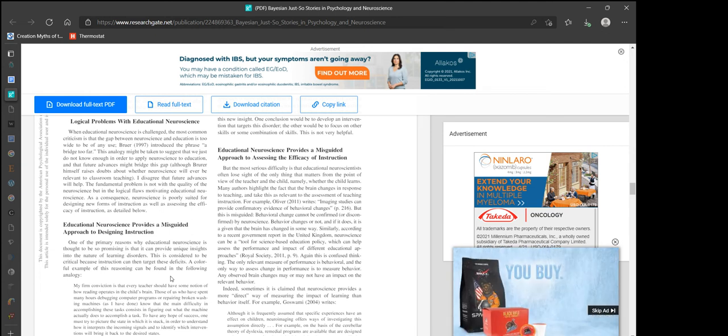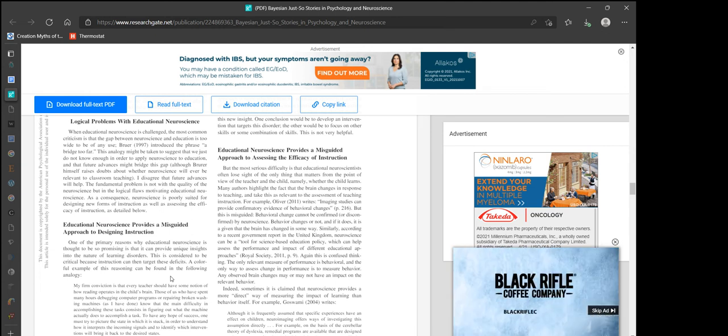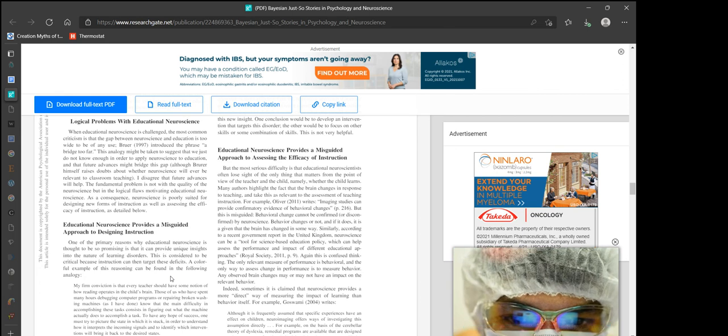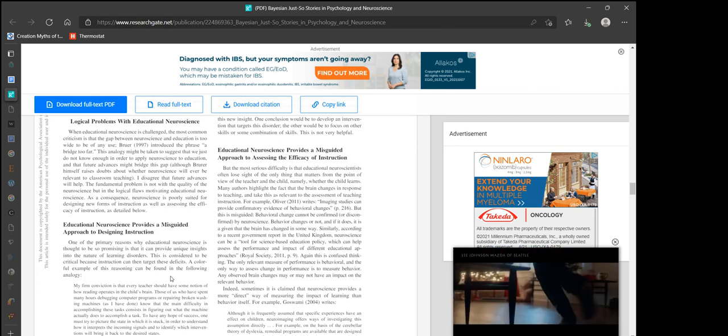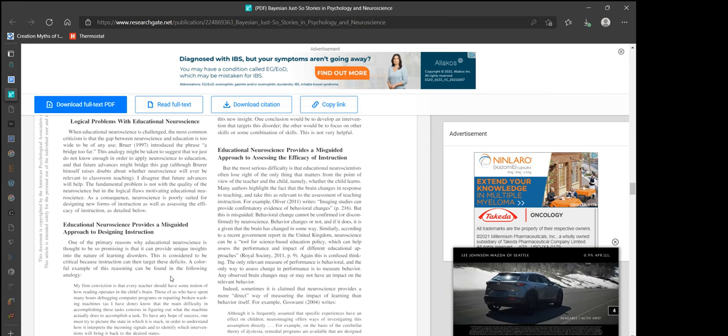Logical problems with educational neuroscience. When educational neuroscience is challenged, the most common criticism is that the gap between neuroscience and education is too wide to be of any use.